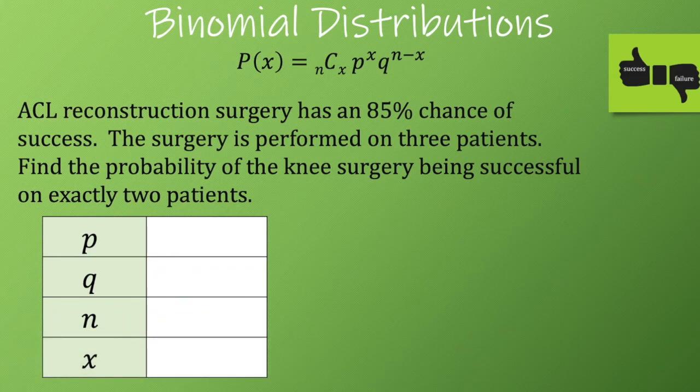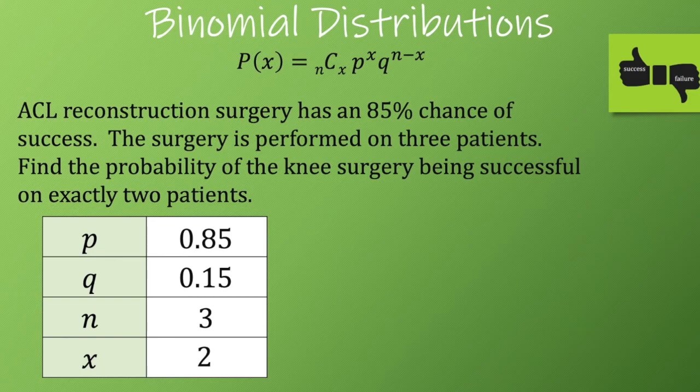So P, that's the probability of success. We have an 85% chance. Q is going to be the complement of that, so 1 minus 0.85. 0.15 is the probability of failure. N, we have 3 patients. And X, we're curious about the probability of the surgery being successful on exactly 2 of them.